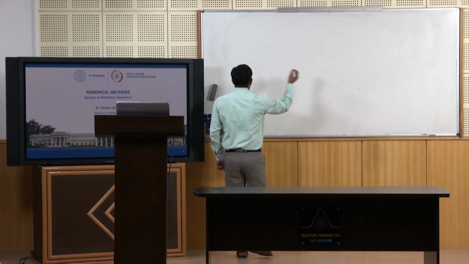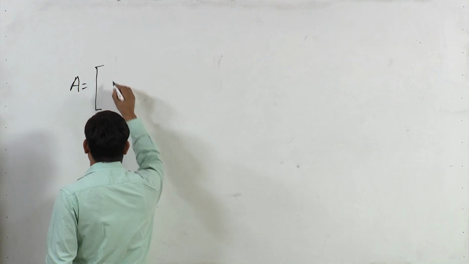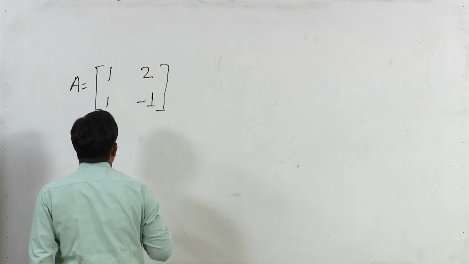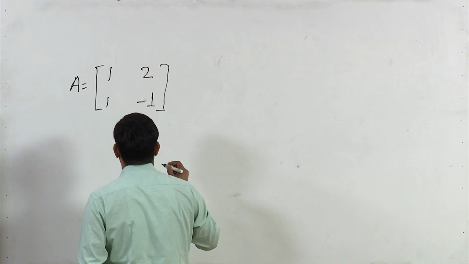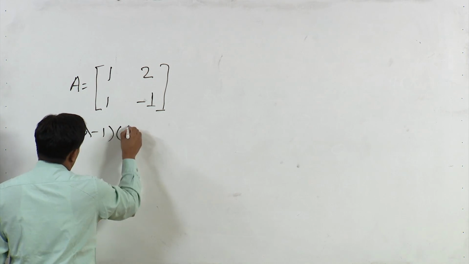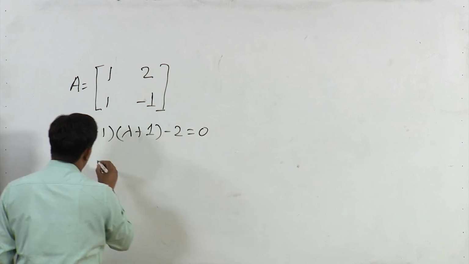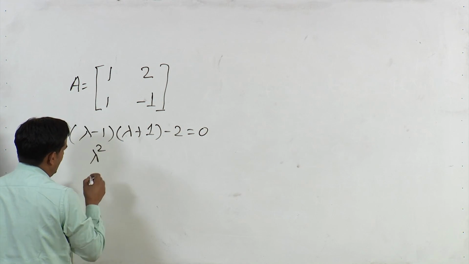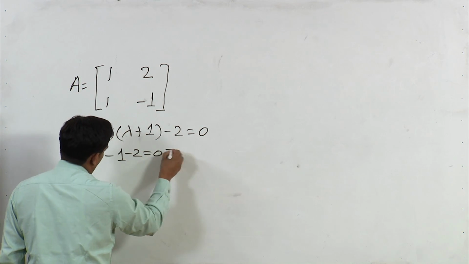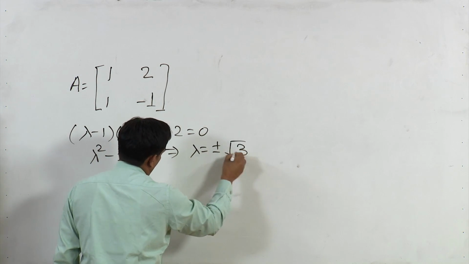So let us take a 2 by 2 example, a matrix A which is given as 1 2 1 minus 1. Now if I find the eigenvalues of this matrix, the characteristic polynomial will be (lambda minus 1)(lambda plus 1) minus 2 equals 0. So this will be lambda square minus 1 minus 2 equals 0, so lambda equals plus or minus root 3.